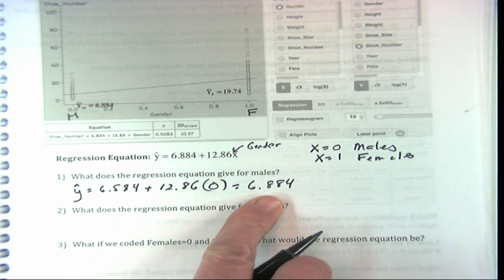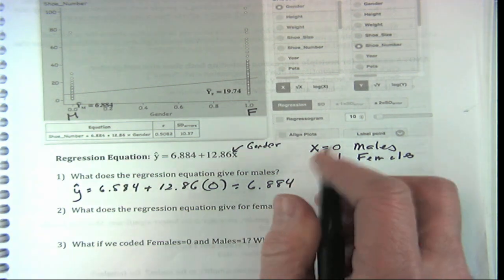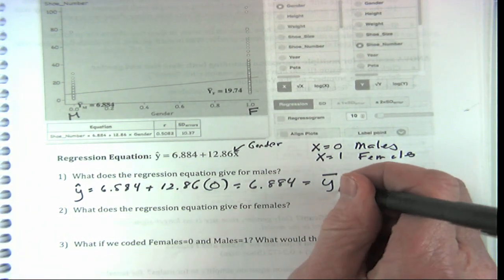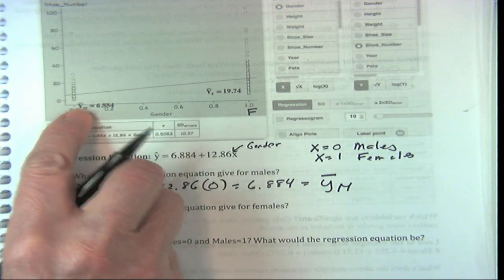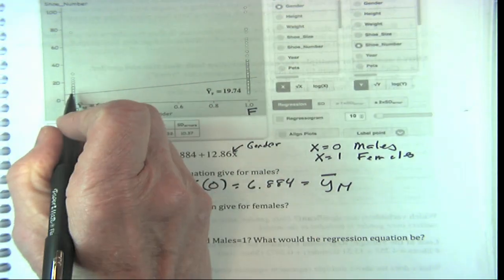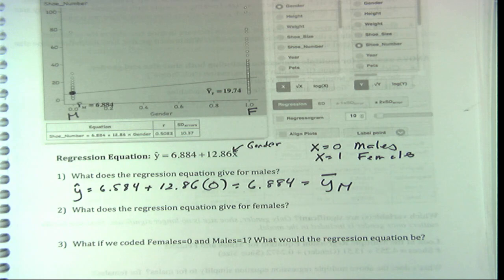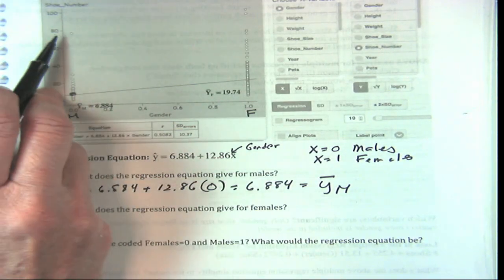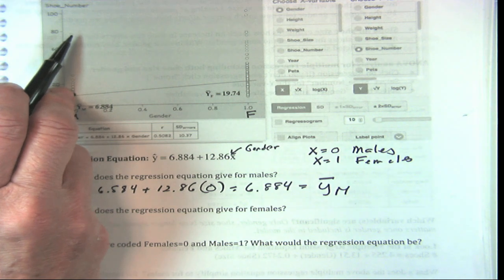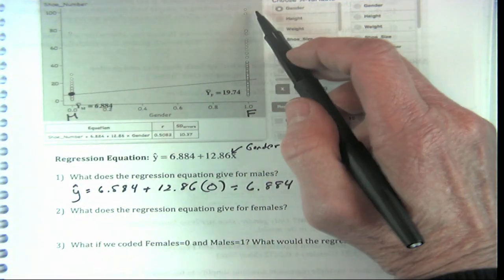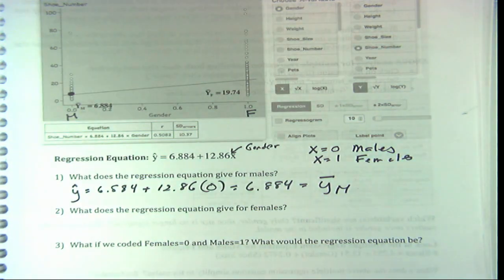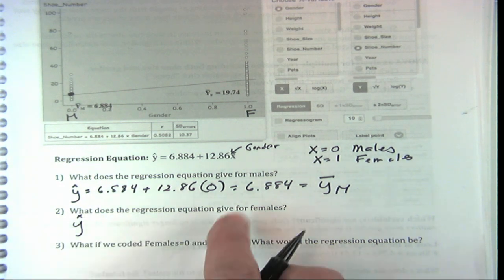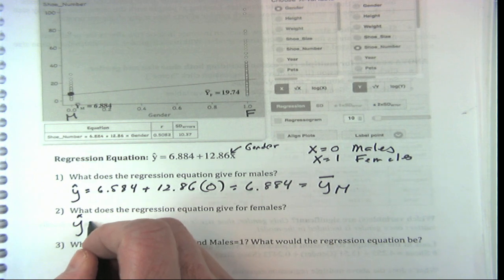6.884. And did you recognize that? That is exactly what? The average number of shoes for guys. So it's right here. Y bar for male is this. That's all it's doing. These are all the guys. I guess one, this one right up here, went all the way to 77. And for females, it went up to 100. Okay? And so now, for females, what's it going to do? You're just going to put a 1 in for x. So you do the same thing.